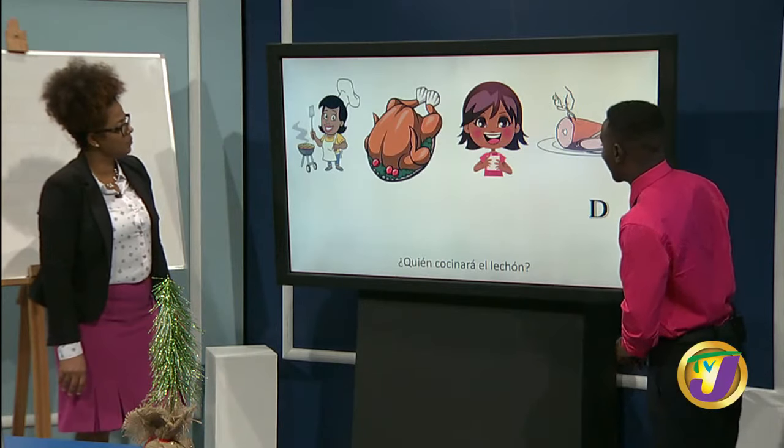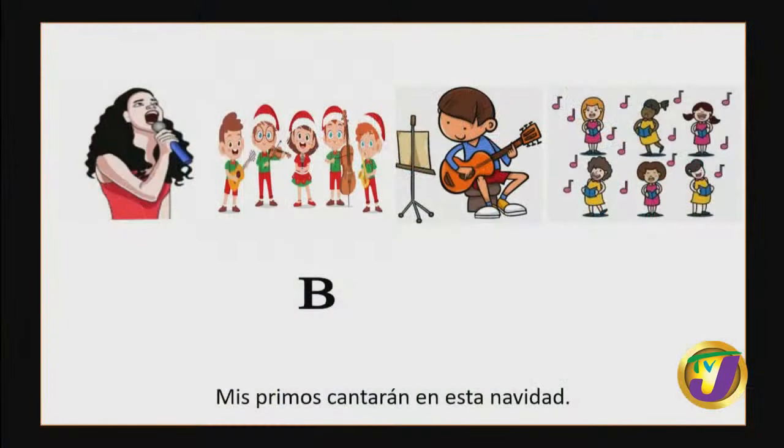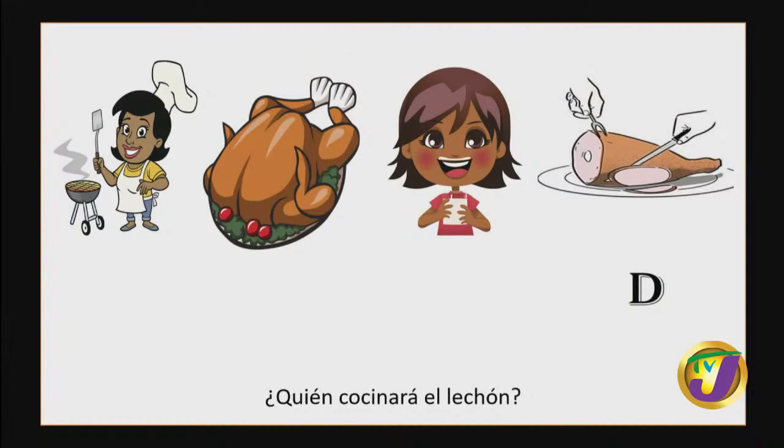¿Quién cocinará el lechón? So, what guided you for the answer? Lechón. ¿Quién cocinará el lechón? So, lechón is a pig. So, D is the answer.